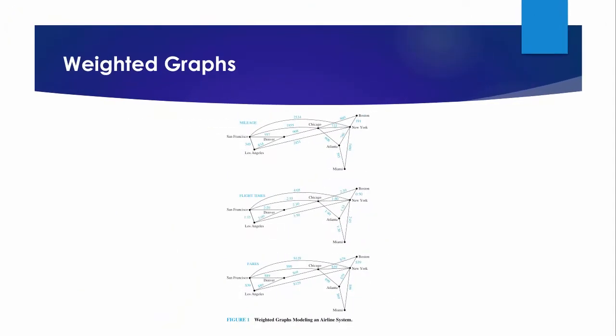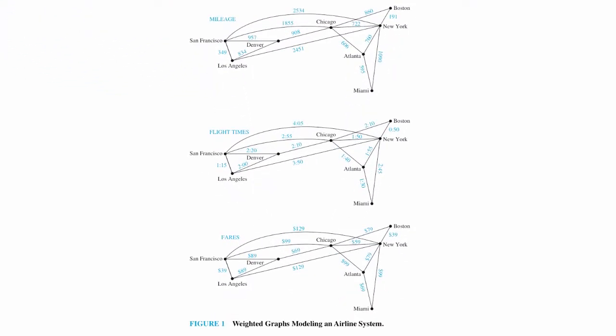Many problems can be modeled using graphs with weights assigned to their edges. As an illustration, consider how an airline system can be modeled. We set up the basic graph model by representing cities by vertices and flights by edges. Problems involving distance can be modeled by assigning distances between cities to the edges. Problems involving flight time can be modeled by assigning flight times to edges. Problems involving fares can be modeled by assigning fares to the edges.